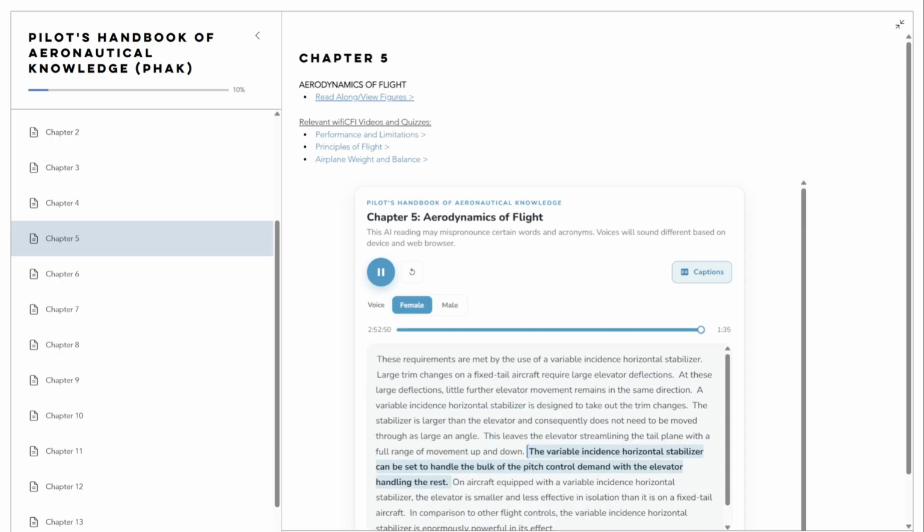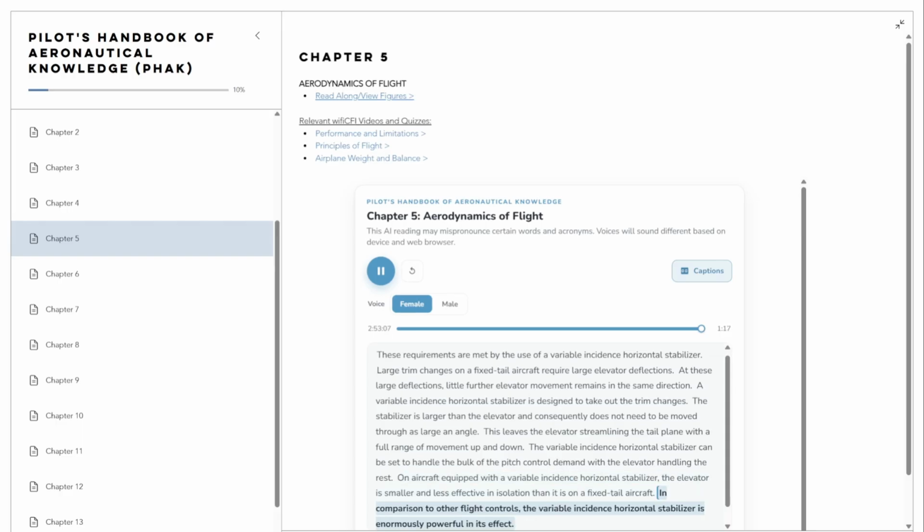The variable incidence horizontal stabilizer can be set to handle the bulk of the pitch control demand with the elevator handling the rest. On aircraft equipped with a variable incidence horizontal stabilizer, the elevator is smaller and less effective in isolation than it is on a fixed-tail aircraft. In comparison to other flight controls, the variable incidence horizontal stabilizer is enormously powerful in its effect.